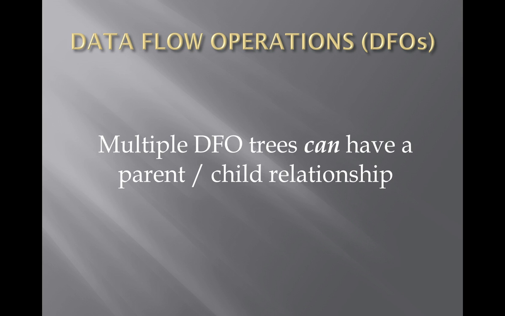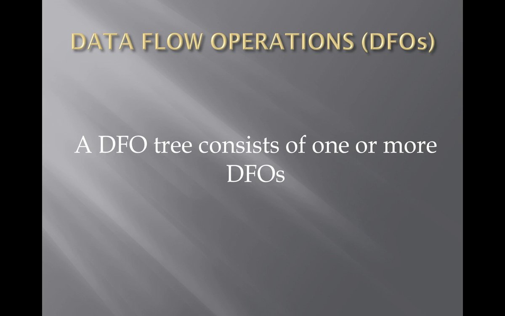So that's another thing to consider, and I will show you examples shortly which make more clear what I try to express here. Then each DFO tree consists of one or more data flow operations. So that's basically the idea that one or more data flow operations form a DFO tree. At minimum you will have a single DFO, but a DFO tree can of course have many DFOs.